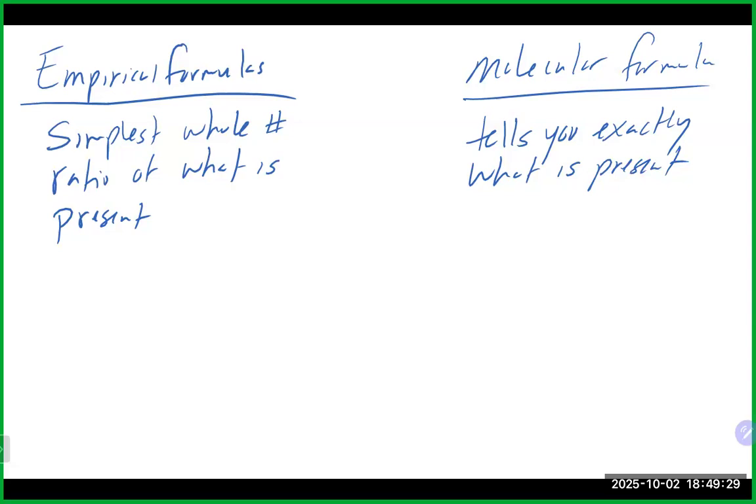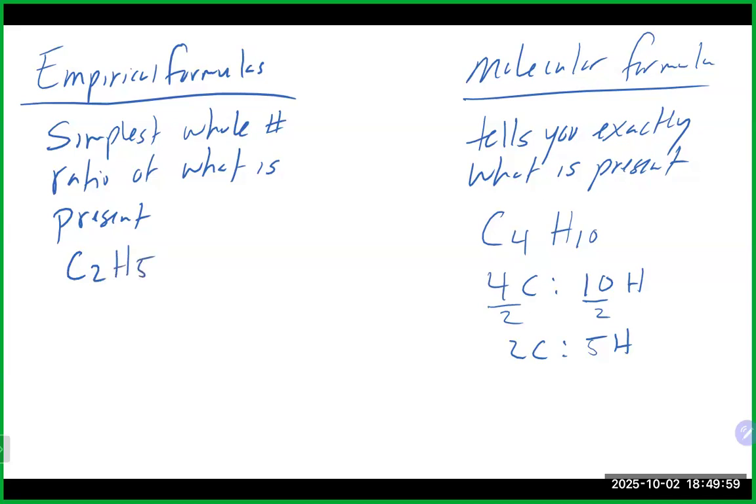So for example, again, if we had C4H10, that is a ratio of carbon to hydrogen of 4 carbons for every 10 hydrogens. We can reduce this down by 2 and still have whole numbers. And that would give us 2 carbons for every 5 hydrogens. And that would give us our empirical formula for this one, which would be C2H5, the empirical formula for the molecular formula over here.